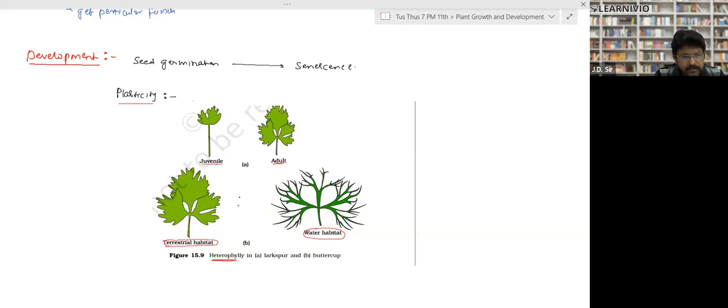Put the heading plasticity, and under plasticity put the subheading heterophily. The occurrence of different types of leaves on the same plant habitually, in different areas, growth phase, or under different environmental conditions. This is heterophily, right? And this was plasticity.